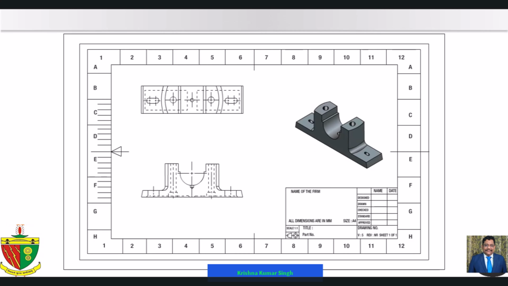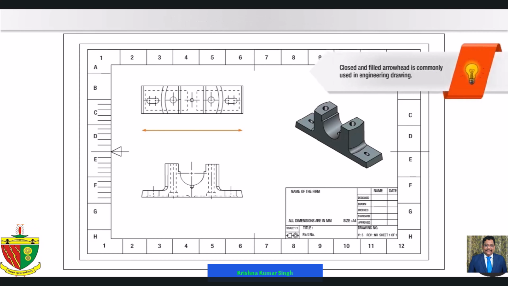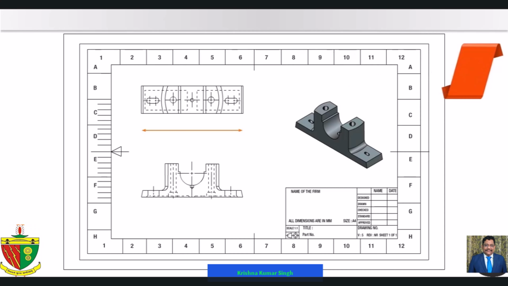Lines and dimensioning. Let's understand the dimensioning terms and notations. Dimension line and arrowhead. Dimension line is a thin continuous line. It is terminated by arrowheads touching the outlines. Note: closed and filled arrowhead is commonly used in engineering drawing.